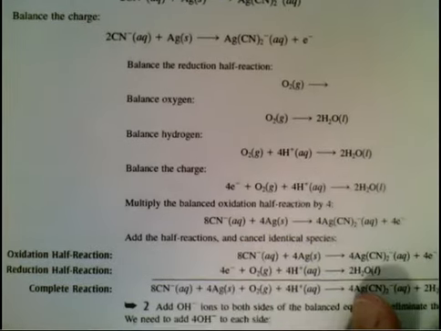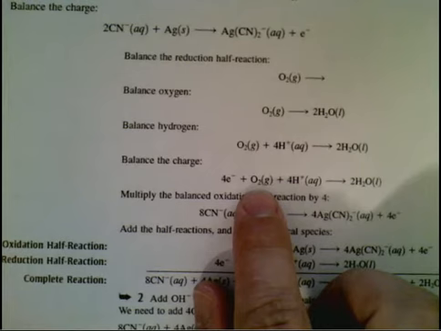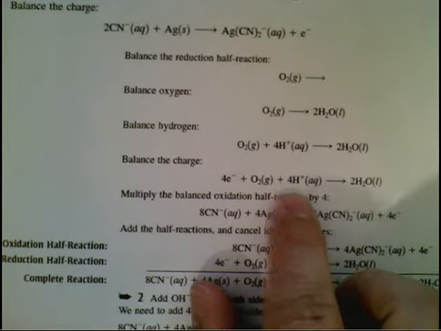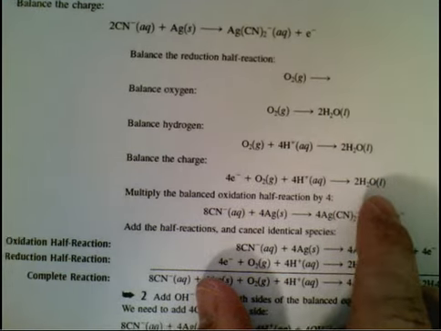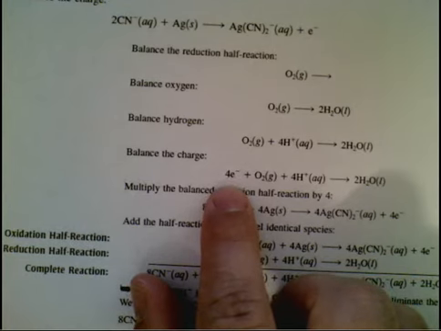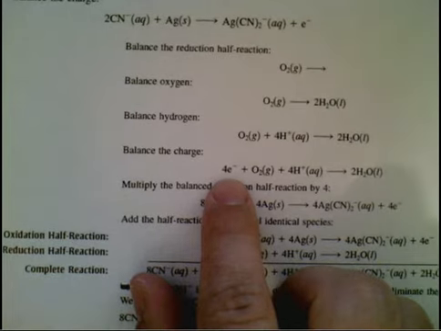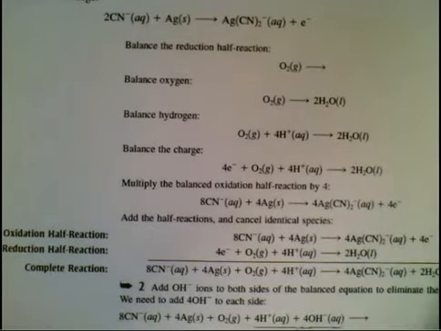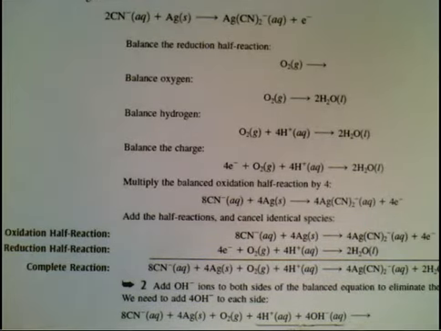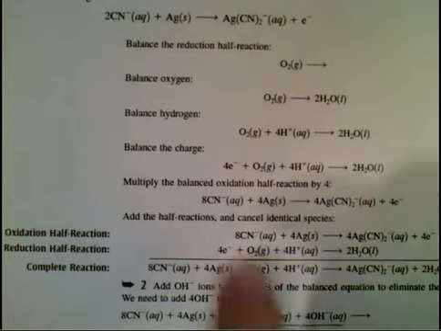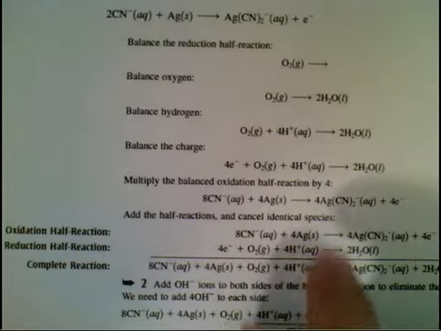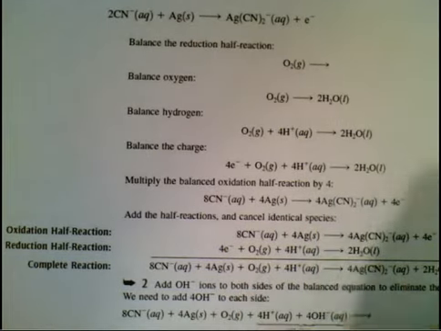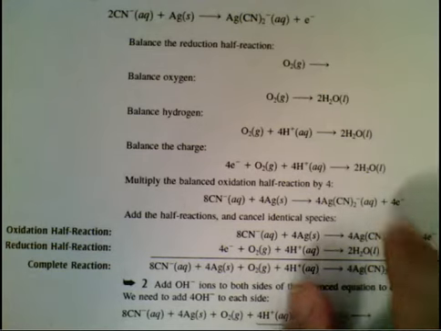So we're going to balance the charge. We have O2 in the gas form plus 4 H pluses in the aqueous form. They're reacting to form 2 H2Os in the liquid form. In order to make that happen, we're going to need to have 4 electrons on the reactant side. Otherwise, the charges will not work out correctly. Next, we multiply the balanced oxidation half reaction by 4. That's going to yield 8 CN-1s in the aqueous form plus 4 silvers in the solid form, 4 silver cyanides in the aqueous form, and then 4 electrons on the product side.